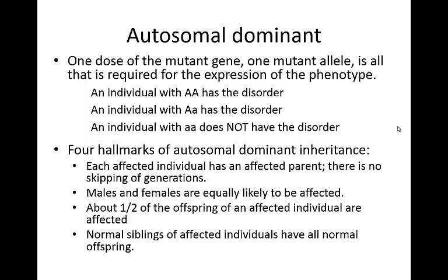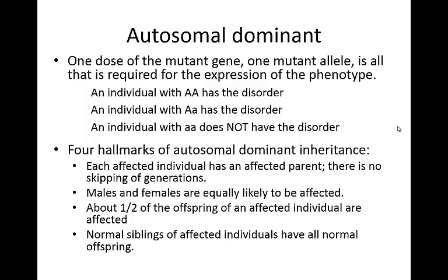So a little bit more detail, these autosomal dominant. One dose of this mutant gene, you just need one mutant allele. It's all that's required for expression of the phenotype. So an individual with, say, 2 capital A's, in this case, has the disorder. An individual who has a capital A and lowercase a, who's heterozygous, also will have the disorder, because you only need one copy of that dominant trait to have that phenotype. An individual with 2 lowercase a's, a recessive, does not have the disorder.